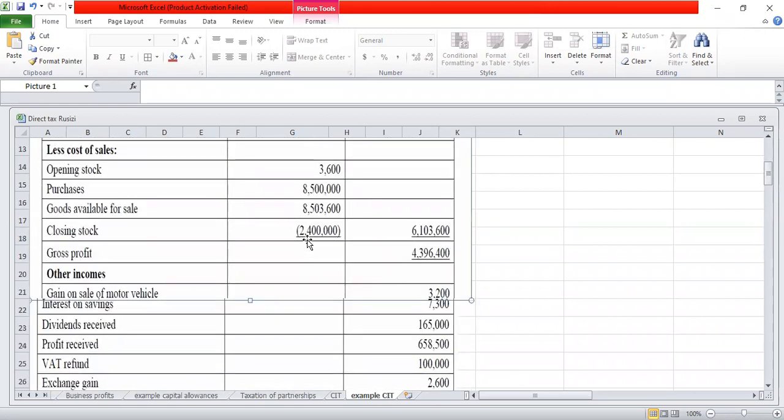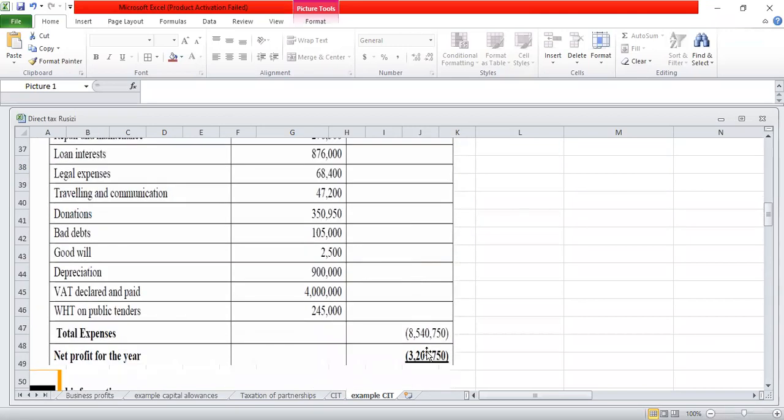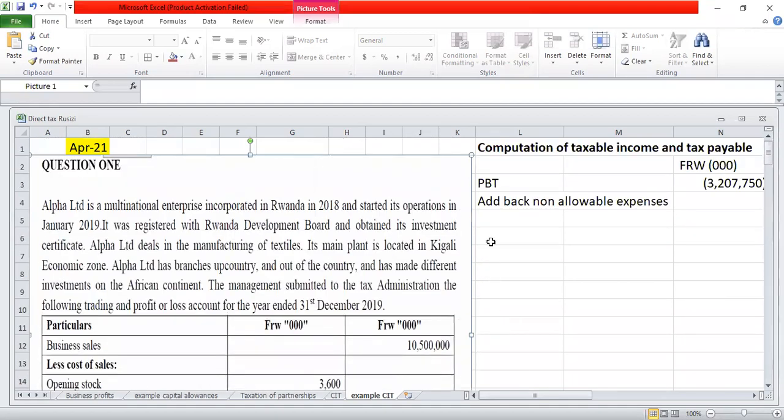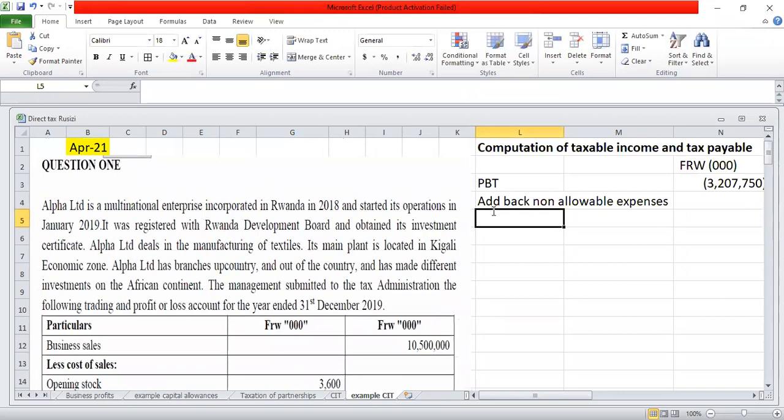What is it? It is 2.4. It was overstated. So if it is overstated, it increases this one. So we shall have to less overstated closing stock, which is going to be 5 over 105 times 2.4.